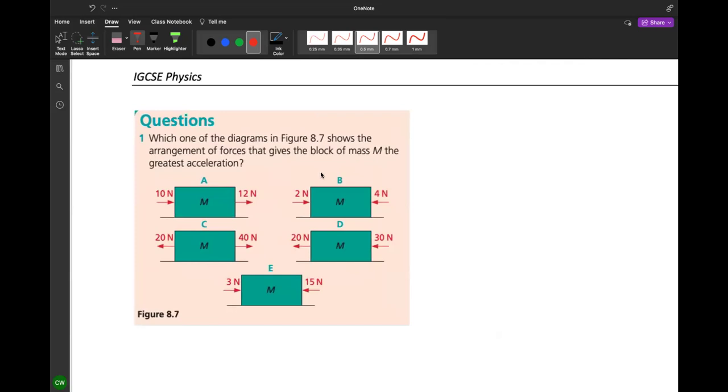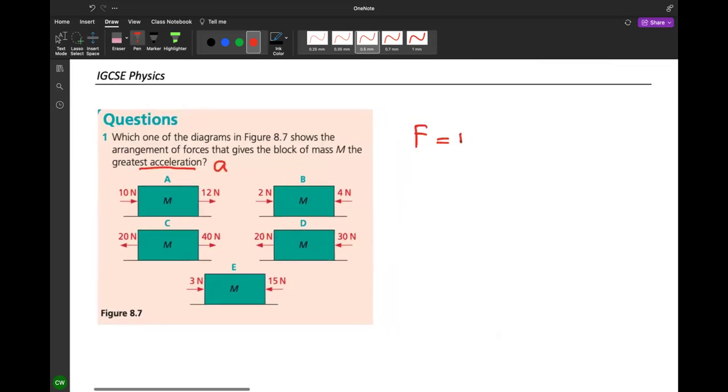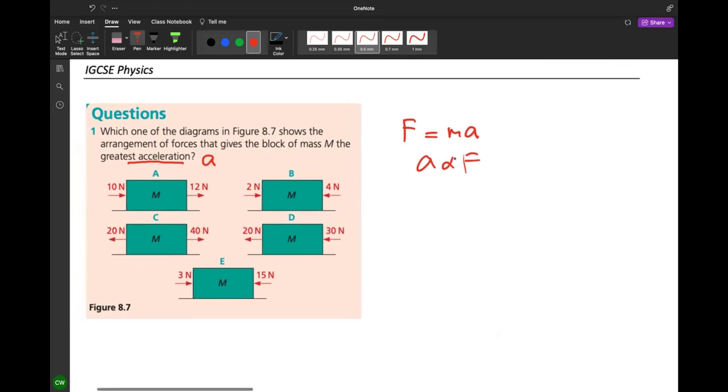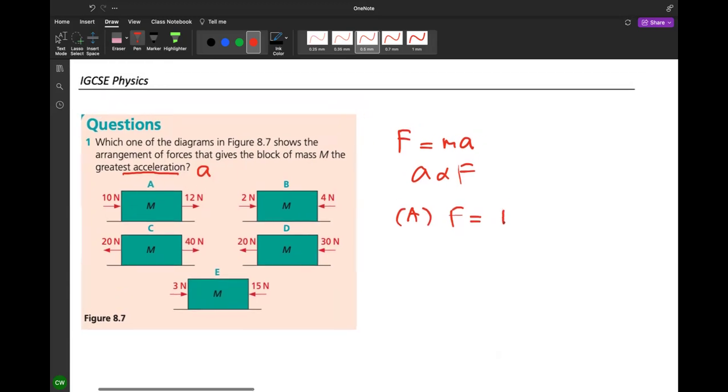Which one will give you the greatest acceleration? What is acceleration? A stands for acceleration. F equals what? MA. So can we say the acceleration depends on the force? Depends on the resultant force. Okay, for A, what is the resultant force? Are they in the same direction? So if they are in the same direction, you have to sum up. So it's 22.